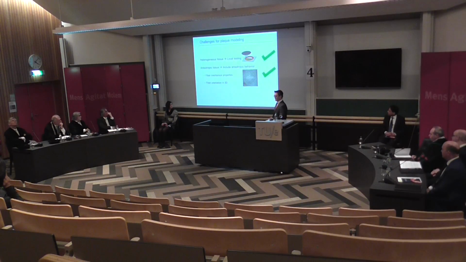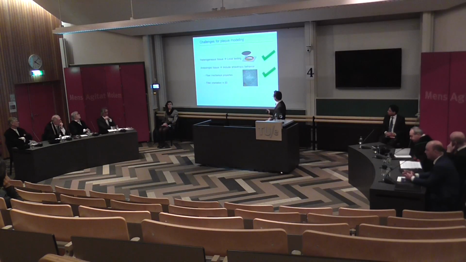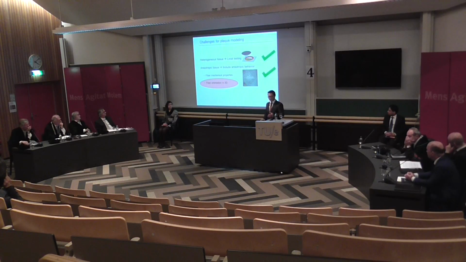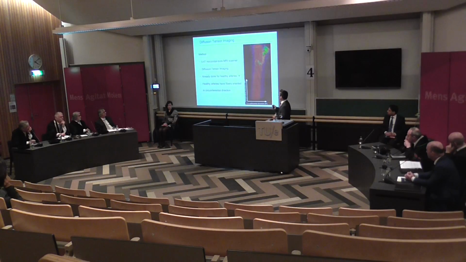Now let's move back to the challenges I pointed out. We did address two issues. One issue, the tissue is heterogeneous. We did local testing using microindentation tests. We tested the fiber stiffness, the mechanical properties of those fibers. What is now missing is, of course it's nice to know the mechanical properties of those fibers, but it doesn't really help if you don't know how those fibers are actually aligned. So the next step is to be able to visualize the 3D structure of those fibers.